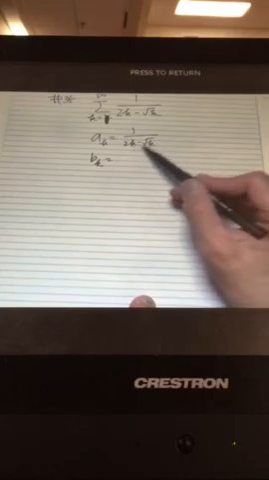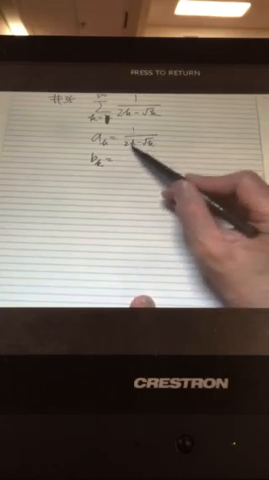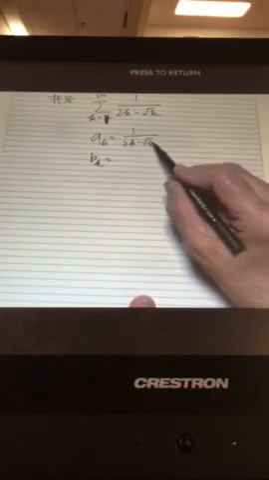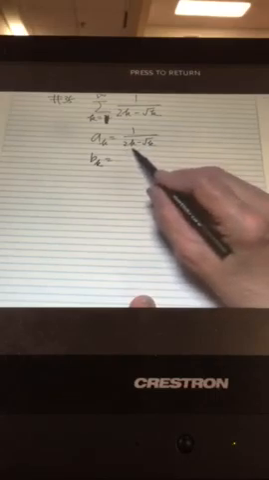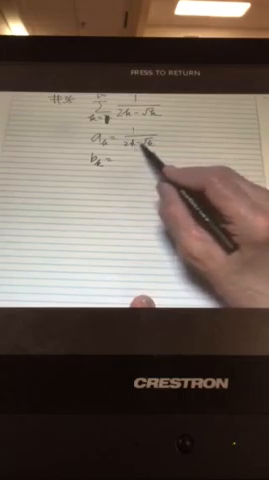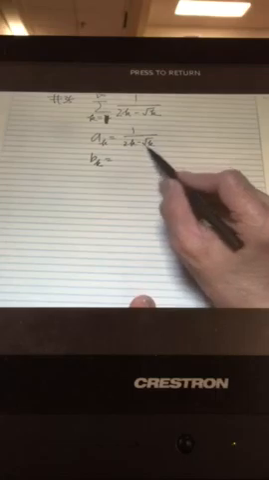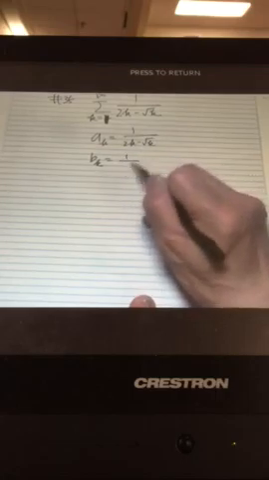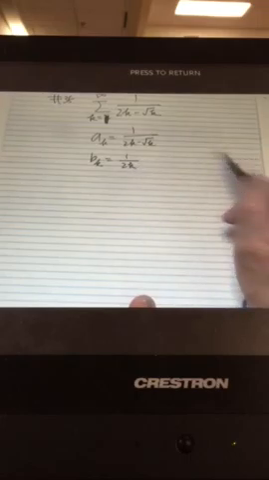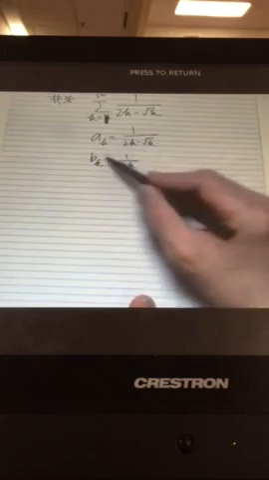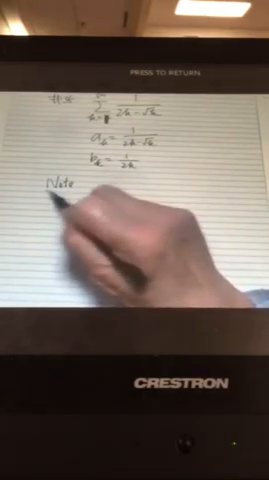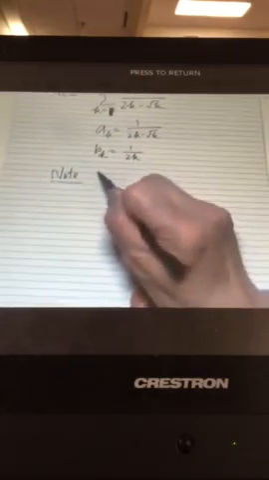Think about it. If k is 100, square root of k is what? 10. 2k would be 200. So when k gets larger, 2k is going to dominate this. But then, before I put on a test, do I know if this is convergent or divergent? No.